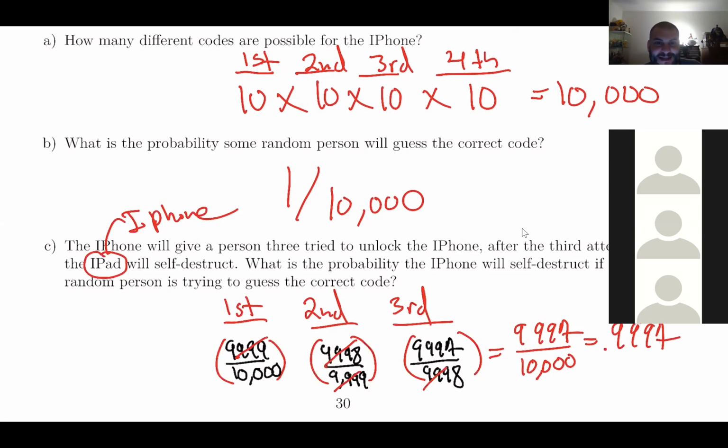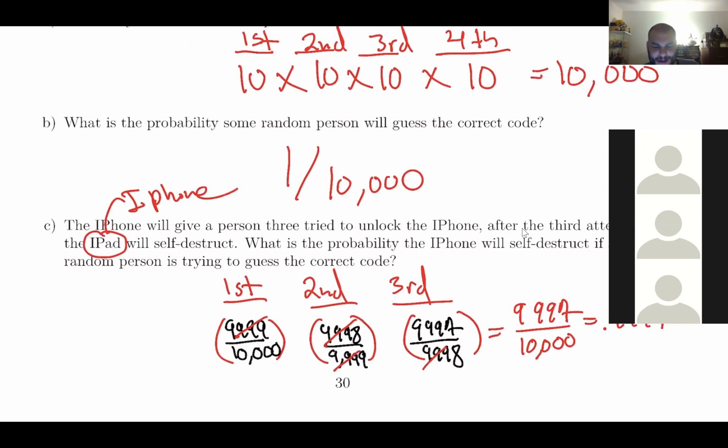So there's a pretty good chance that if somebody is just randomly guessing the passcode for your iPhone, it is most likely going to self-destruct, because it's almost a 100% chance of that occurring. And that's it for that last problem. Any questions for that last problem?